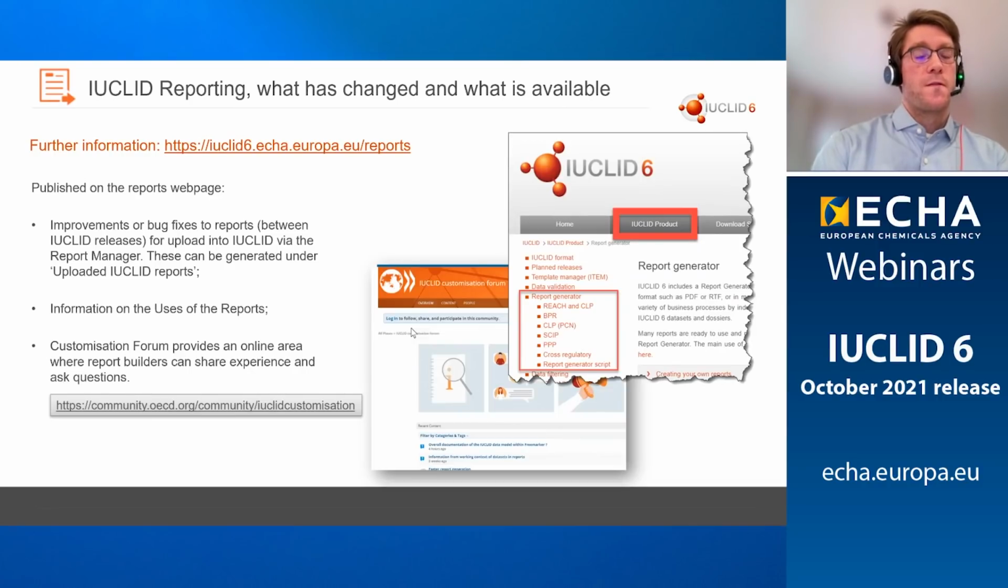And that brings me to the final slide on where to find further information. On the reports webpage on the Euclid website, we publish the improvements and bug fixes to reports in between Euclid releases. There's also a so-called uses of the reports document, whereby we try to document for users how the different reports are being used under the various regulatory contexts.